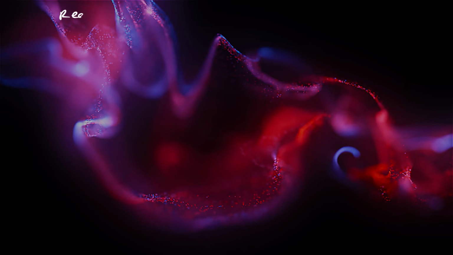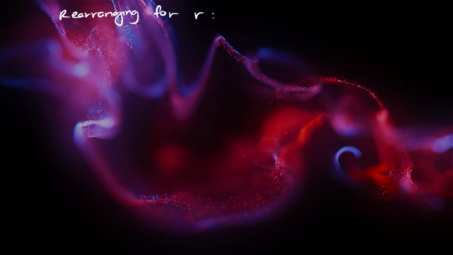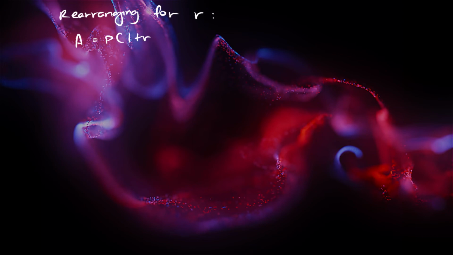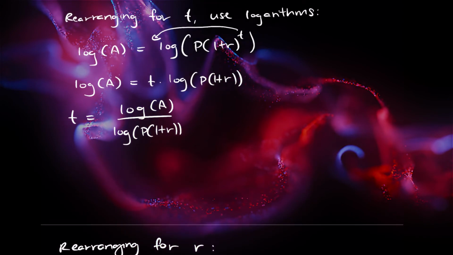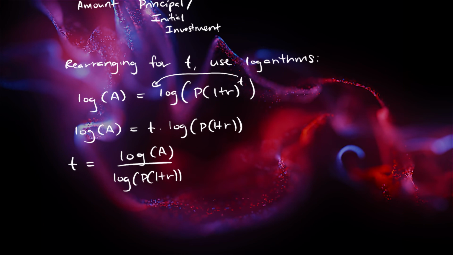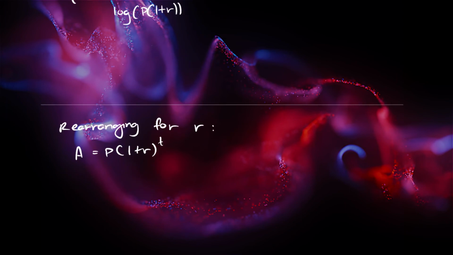So, rearranging for our interest rate, and I'll rewrite our equation. So our original equation is A is equal to P multiplied by (1 plus r) to the power of t, and we want to rearrange for this thing in here. Now, taking logarithms isn't going to be helpful, because if I do the same steps as up here, you'll see that my r becomes trapped inside a log, and so that's not very useful.